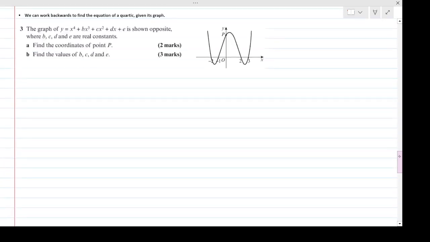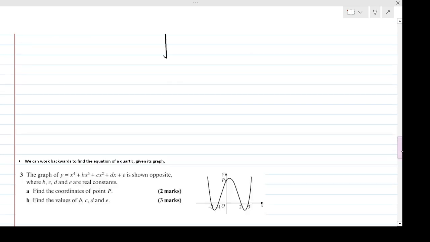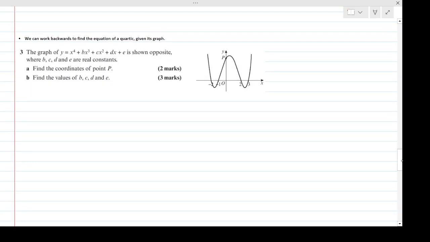Let's have a look at this example. What we can do now is, like with quadratics and cubics, some questions might ask you to go backwards. When you're given a graph of a quartic, they might ask you to work out the original equation, the equation that represents that quartic. In this case, it wants you to work out these missing coefficients, like B, C, D, and E. Okay, so part A is saying find the coordinates of P.